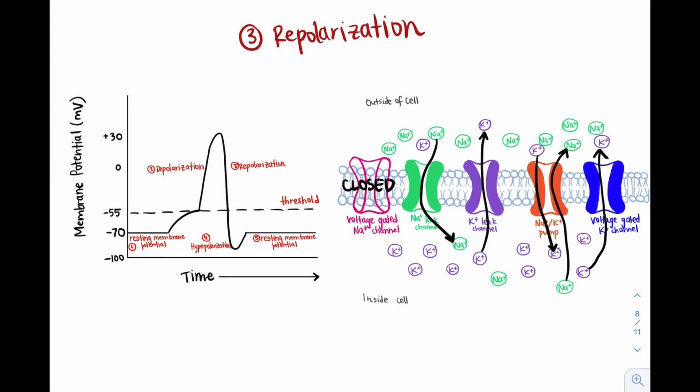Remember that we had so much K+ inside the cell and very little outside the cell. So as soon as these voltage-gated potassium channels open, K+ is going to rush out of the cell. And since you're removing positive charge from the cell, the inside becomes more negative. And therefore, on this graph, we see that we're going in the negative direction. This is the resting membrane potential, and repolarization is moving back towards resting membrane potential.